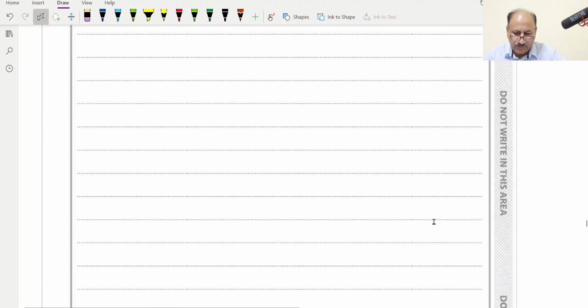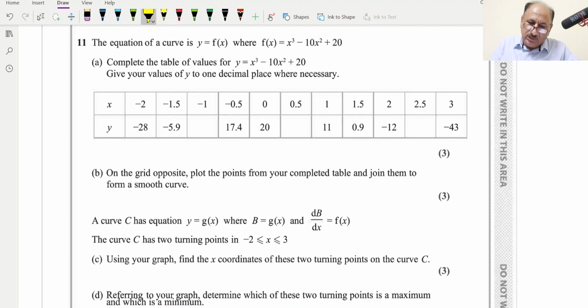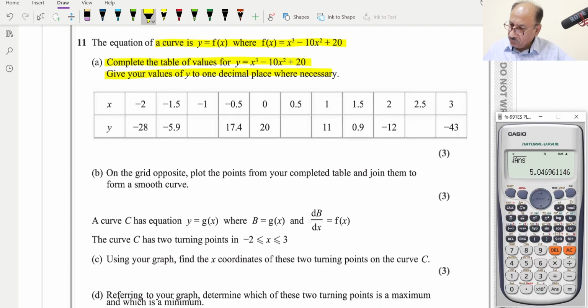Now we can move to question number 11. The equation of a curve is provided. Complete the table, and we have to provide values up to 1 decimal place. For that, what we can do easily is type the equation: x raised to power 3 minus 10 x squared plus 20. This is the equation which we have written.